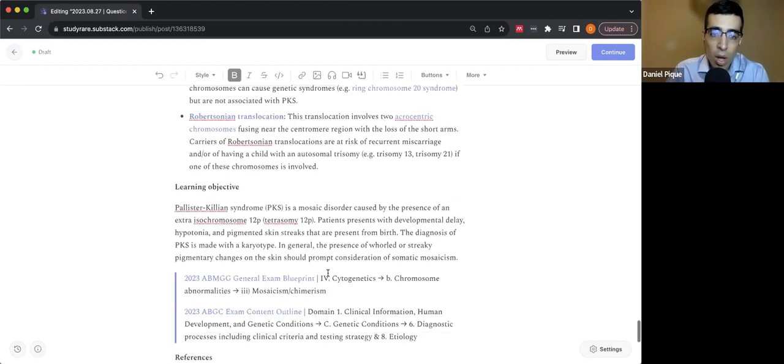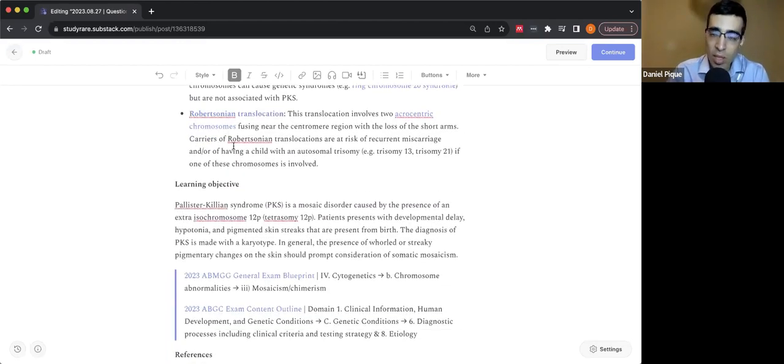So overall, the objective from this particular newsletter post is to recognize Pallister-Killian syndrome as an entity that is mosaic and that's associated with tetrasomy 12p. Should also know that patients with Pallister-Killian have developmental delays, hypotonia, and pigmented skin streaks that are really highlighting the fact that there's mosaicism in this particular condition.